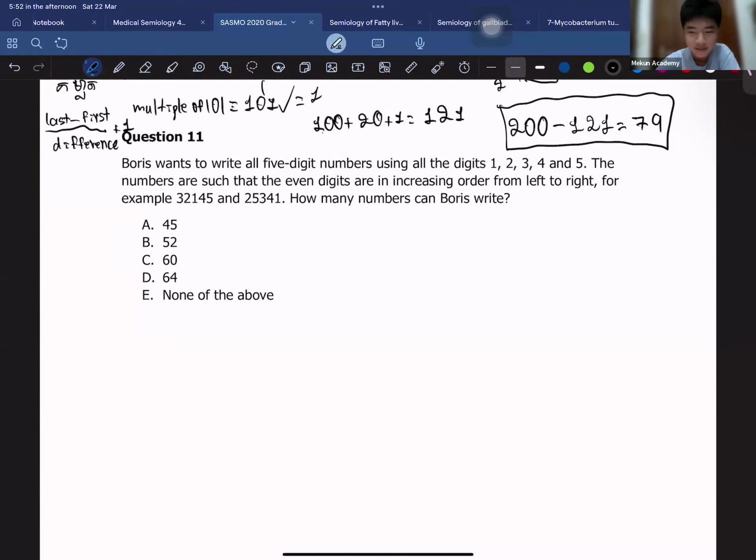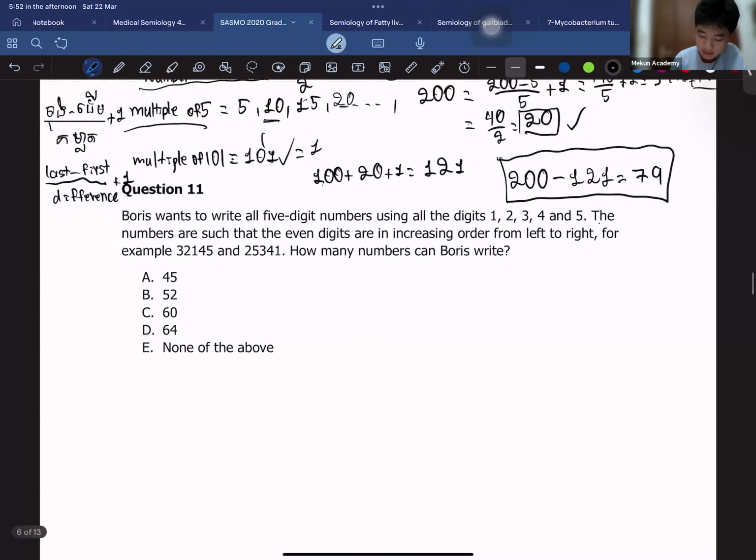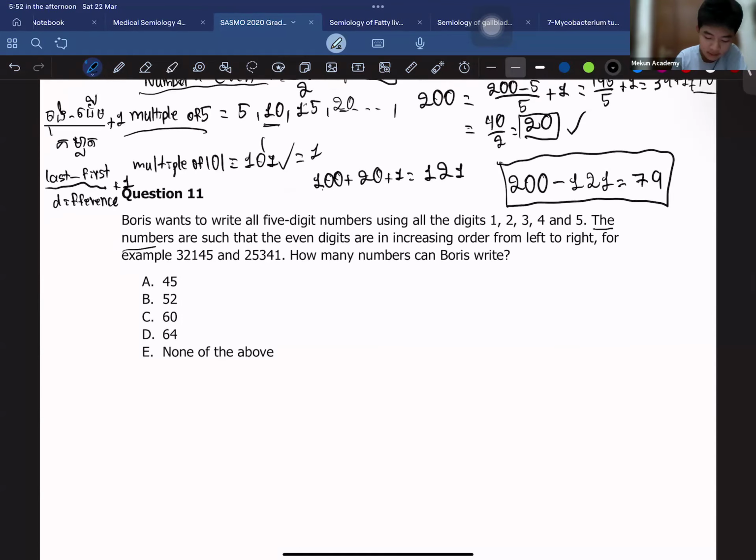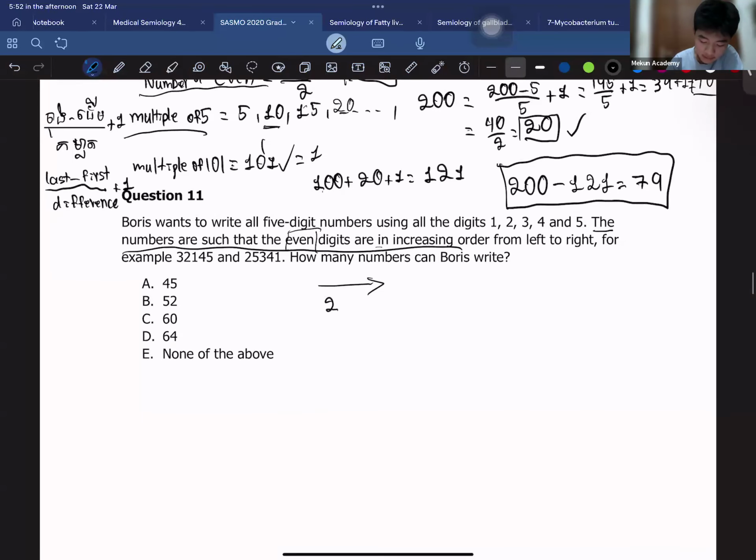Okay, so I'll give you 2 minutes to solve the exercise. In here, there's a thing that we need to understand: even digits in increasing order from left to right means the key is that 2 is always before 4. So you need to find the number of such numbers.